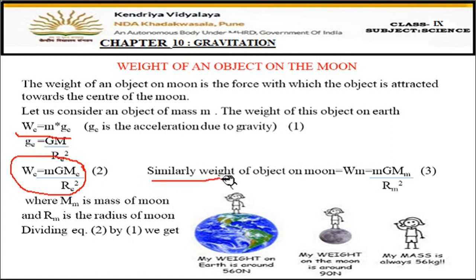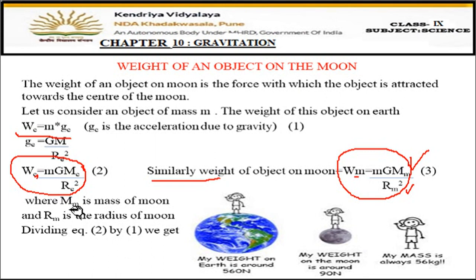Similarly, the same formula will be applicable to find the weight of the object on the moon. So instead of using e as a subscript, now we are using m as the subscript here. So this will be the formula for the weight of the object on the moon. So Wm, meaning weight of the object on the moon, is equal to m capital G into capital M, meaning the mass of the moon, upon Rm, meaning radius of the moon, squared. Right, so this is the formula for weight of the object on the moon.